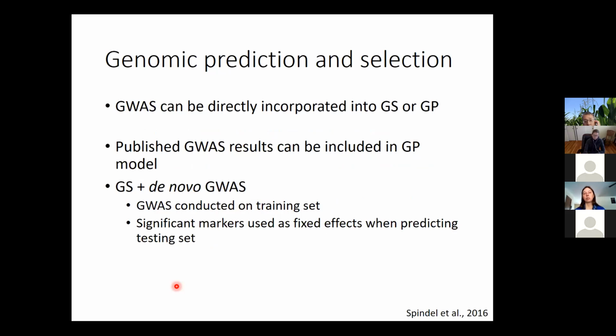In addition, GWAS results can actually be directly incorporated into genomic selection or prediction. First, published GWAS results can be used and incorporated into a genomic prediction model, or if there are no published GWAS results on your trait of interest, you can use a technique called GS plus de novo GWAS. In this technique, you conduct GWAS on the training set. Then, significant markers from GWAS are used as fixed effects when predicting the testing set.